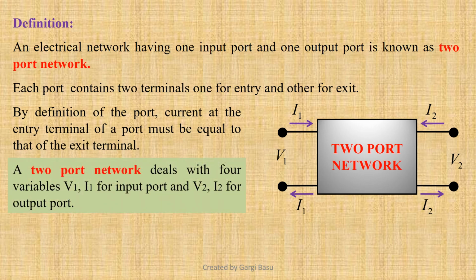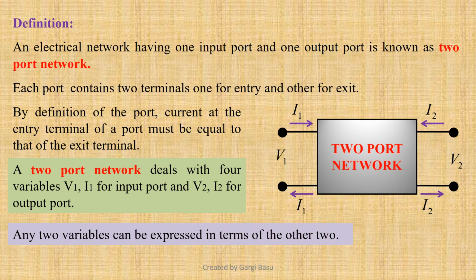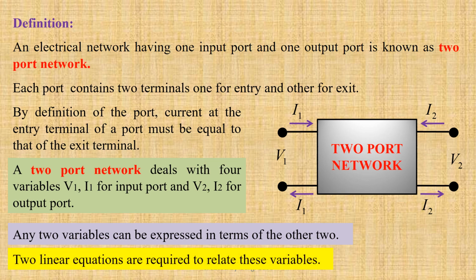We have four variables, two port voltages V1 and V2 and two port currents I1 and I2. Only two of these four variables are independent variables. Therefore, we can express two variables in terms of the other two. Two linear equations are used to relate these variables.